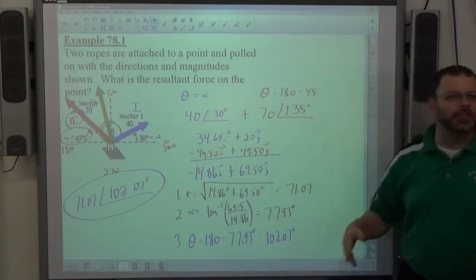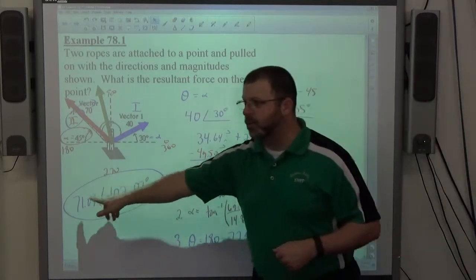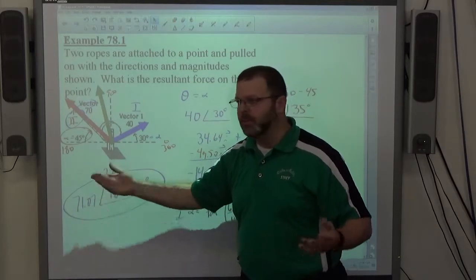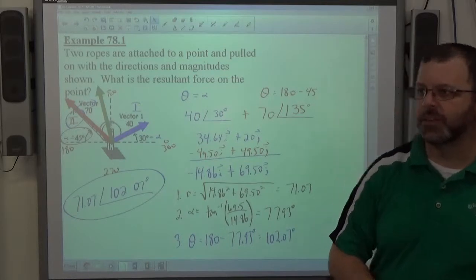If they did happen to give some unit of force, newtons, pounds, anything like that, you should put that on the magnitude. Like if it said 70 pounds, 40 pounds, this would be 71.07 pounds. They didn't give us any kind of unit of force here, so just leave it as a vector like that. That'll be sufficient.